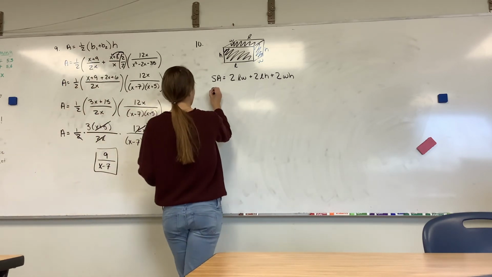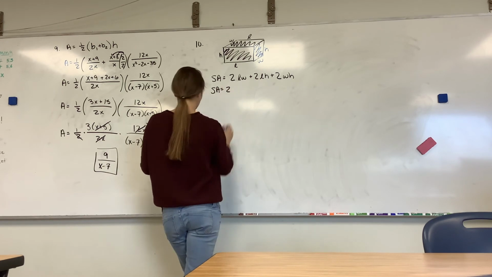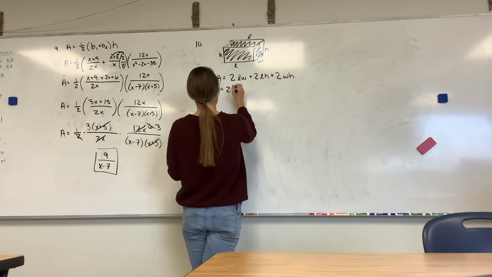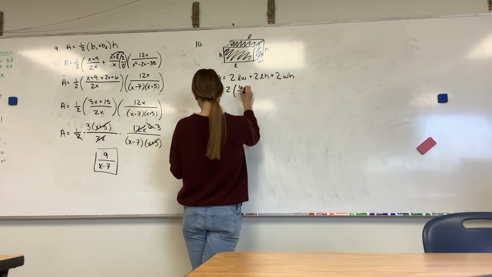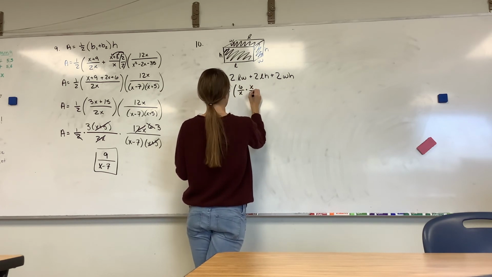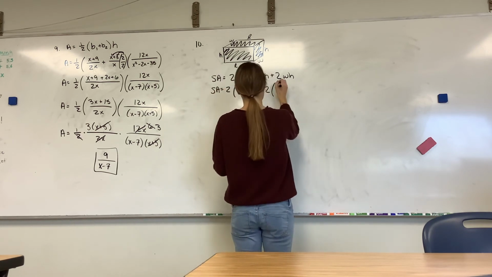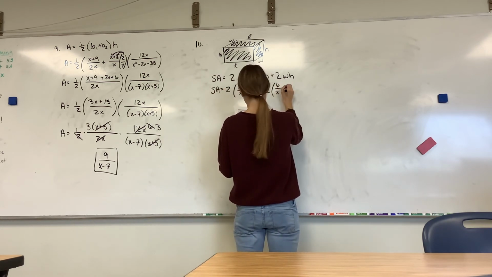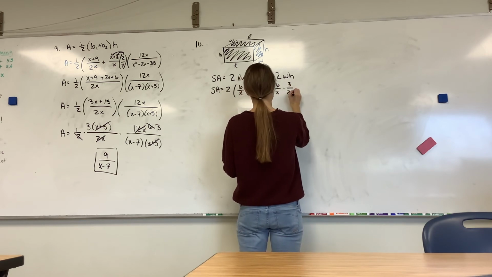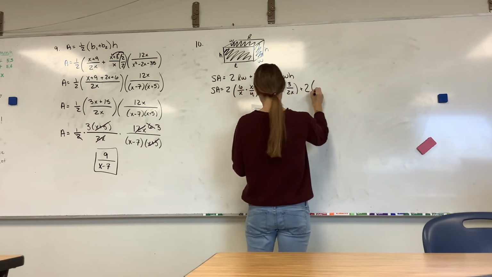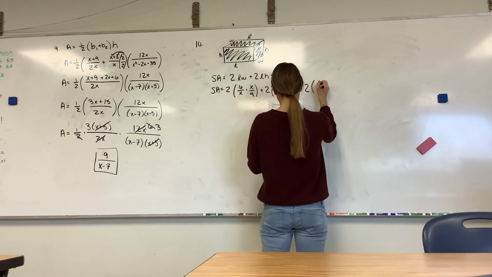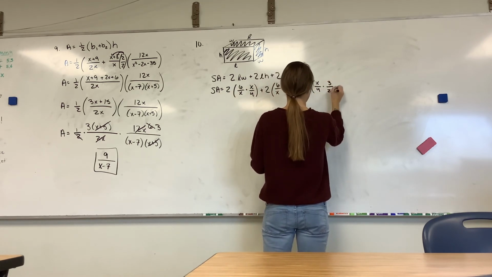So I would say, okay, surface area is equal to 2, my length times my width, so that is a 6x times x over 4, plus a 2 times a 6x times the height, which is a 3 over 2x, plus a 2 times the x over 4 times 3 over 2x.